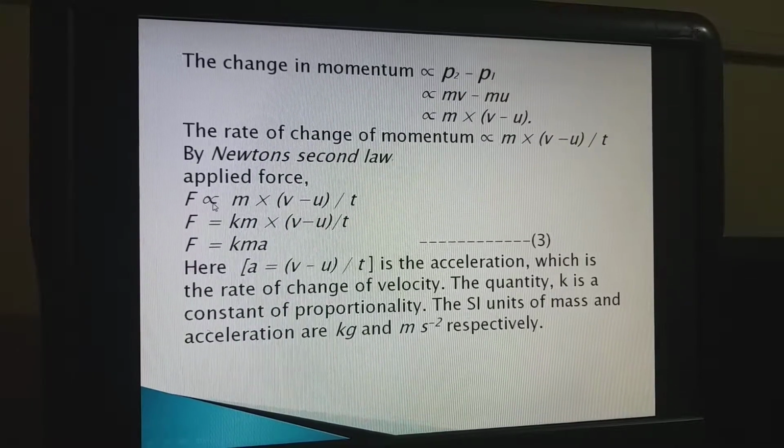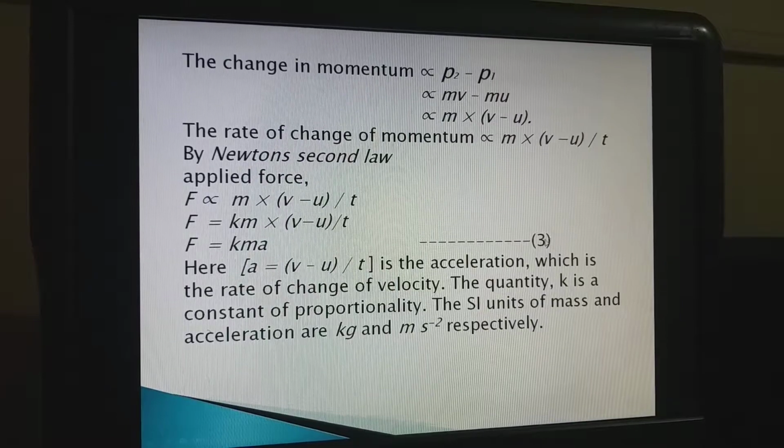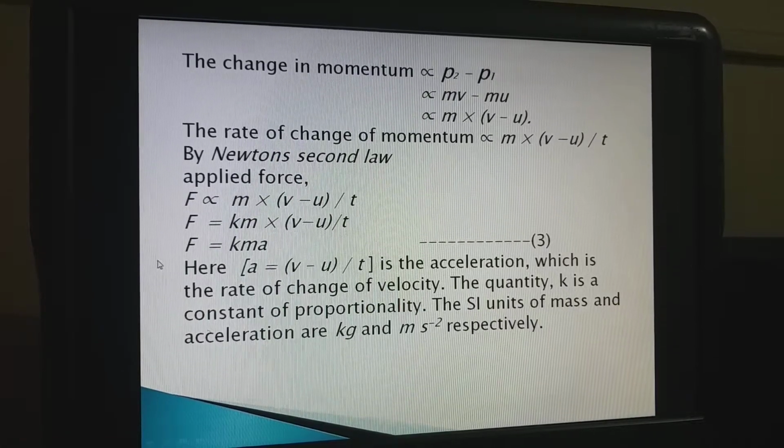Naturally, when we remove the proportionality sign, you have learnt in mathematics that we use k as a constant of proportionality. k is a constant. Now the SI units of mass and acceleration are kg and meter per second square. But what expression are we getting from here? Force is equal to k, that is a constant, into mass into acceleration. This is the basic expression. It means force is equal to the product of mass and acceleration.